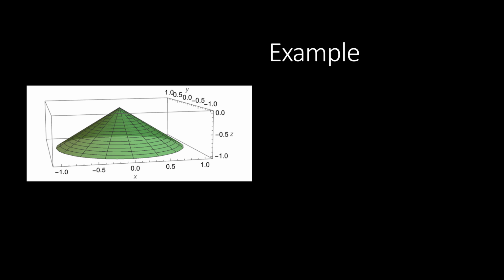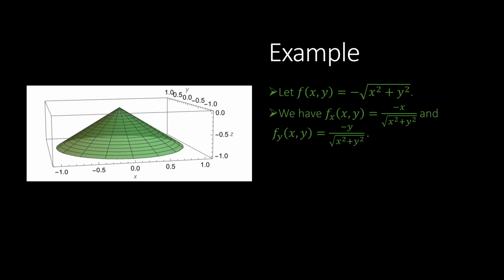Let's look at this example, which is an upside down cone. The function giving this upside down cone is negative square root of x squared plus y squared. So the derivatives are a little bit messier here. We get the partial with respect to x is negative x over the square root of x squared plus y squared. And similarly, the partial with respect to y is negative y over the square root of x squared plus y squared. If it isn't clear to you right away where those partial derivatives are coming from, it'd be a good idea to pause the video and work those out on your own to see where the cancellations come from.